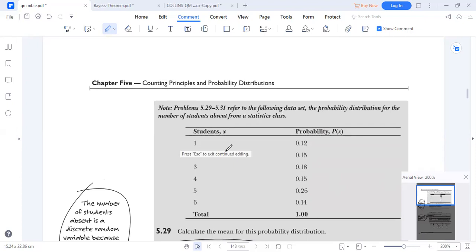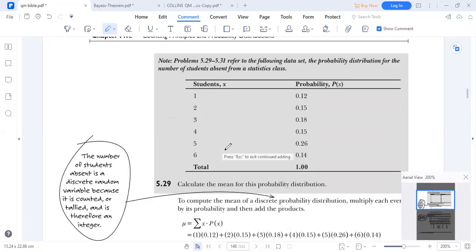How do you find the mean? The mean is the summation of x times the probability of x. So just multiply this one times that one, like this one times that one. This is the formula I was saying. If you're not using my table, he uses this to explain to you.